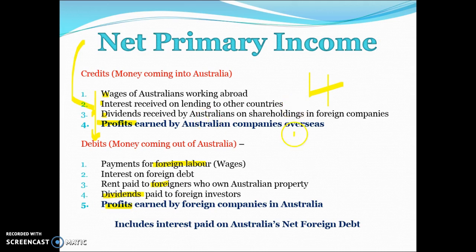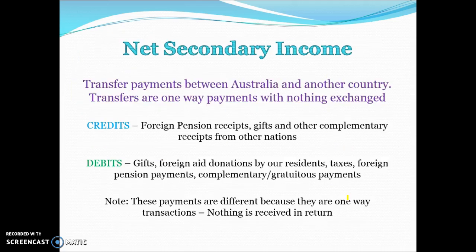The main reason this account is in deficit is because of the large amount of interest Australia pays on its net foreign debt, which is a big debit, around $20 billion a year in this net primary income account.